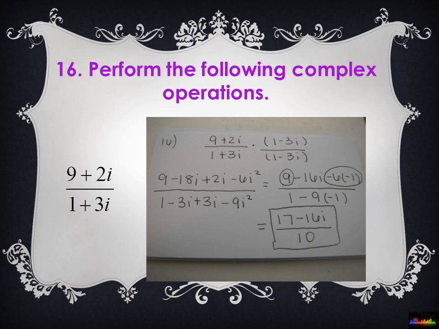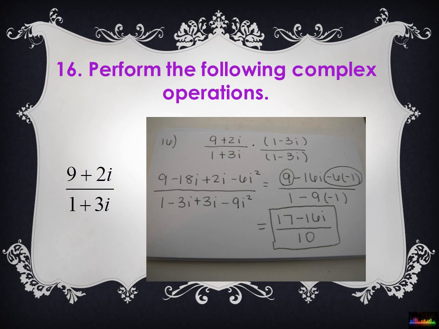Don't forget that you can never have an exponent with the i, so you will always change i squared to be negative 1. What you should end up with on the bottom is a constant. Anytime you divide by complex numbers, you should end up with a constant on the bottom. So on the top, when we double distribute, simplify, and then when we change i squared to be negative 1, we get 17 minus 16i.